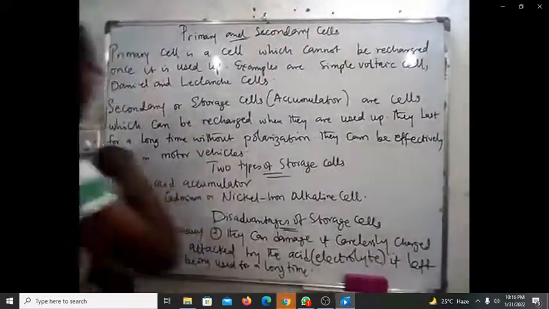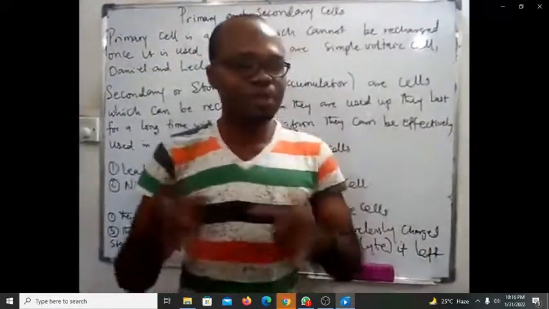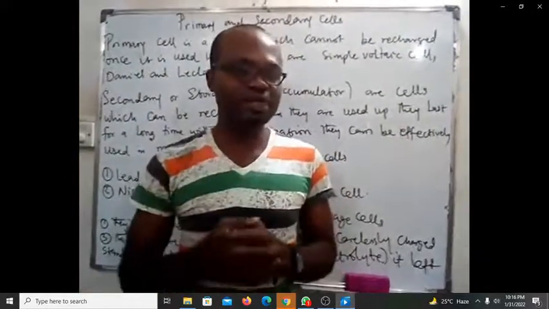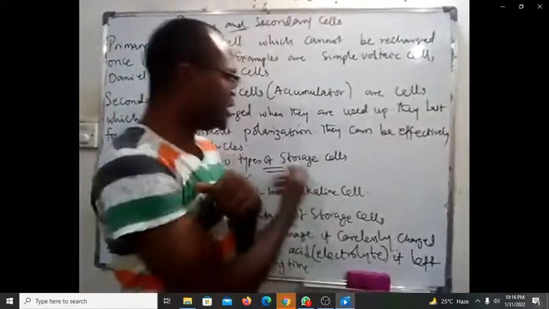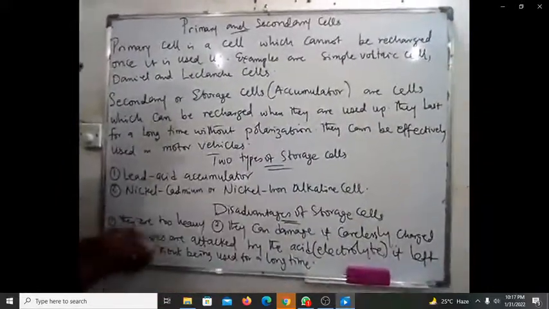They can be effectively used in motor vehicles. That's the kind of batteries that you use in motors. They call them accumulators. You understand? Lead acid accumulator or nickel-cadmium or nickel-iron alkaline cell.